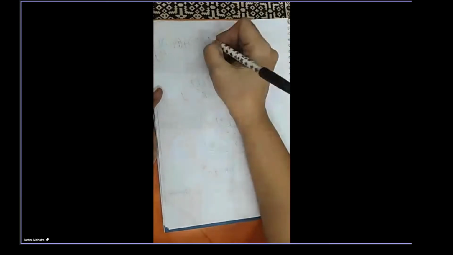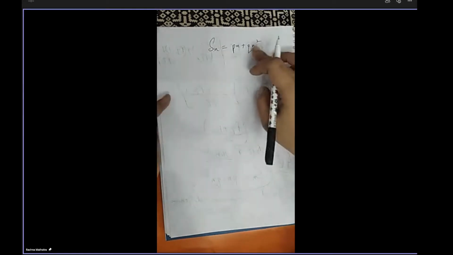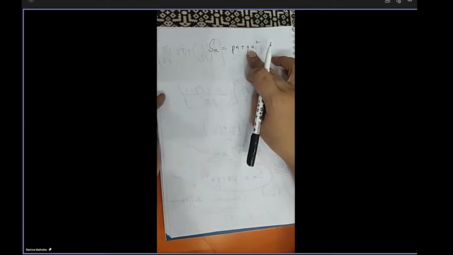Ma'am, in other reference books it was written that if an AP is in the form of An plus Bn square, then the common difference is twice the coefficient of n square. That's why I was saying twice the coefficient of n square. Yes, that's fine. You are telling me the coefficient of this n square, but I'm just asking in class 10th which concept we can use for finding the common difference.